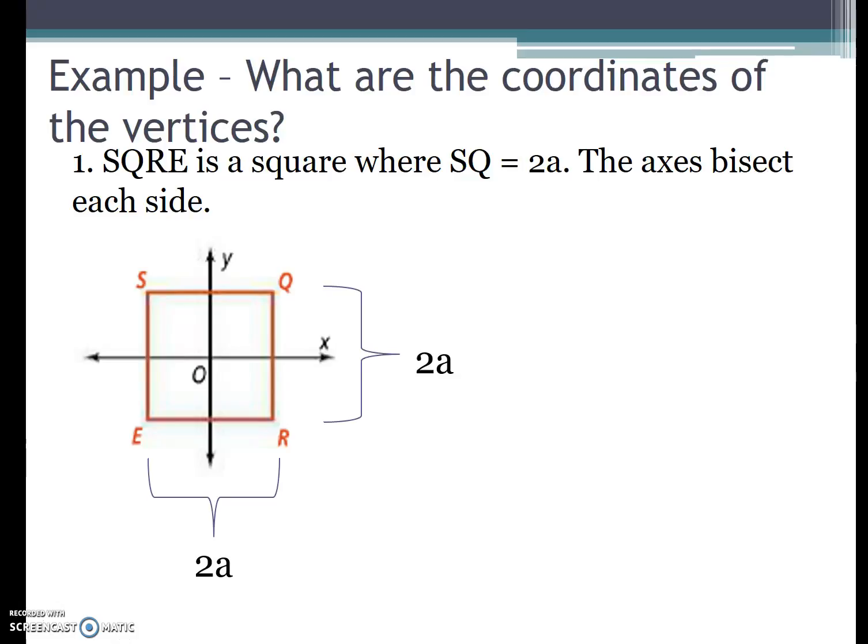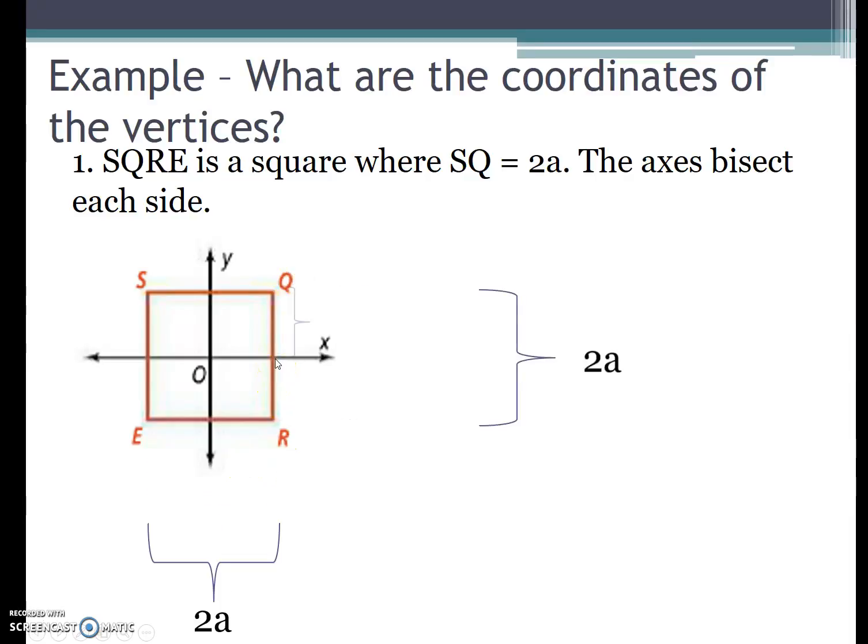Continuing that thought, since these axes are bisecting each other, if these sides are 2a, then this is cut right in half. That means these lengths from here to here are a, and that process is going to repeat down here. And that's what we're going to use in order to find these vertices.